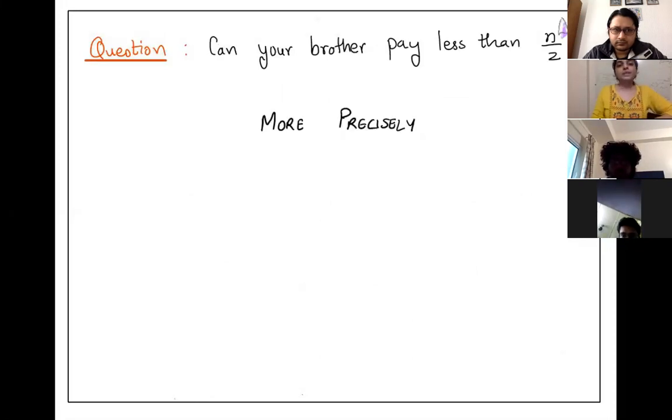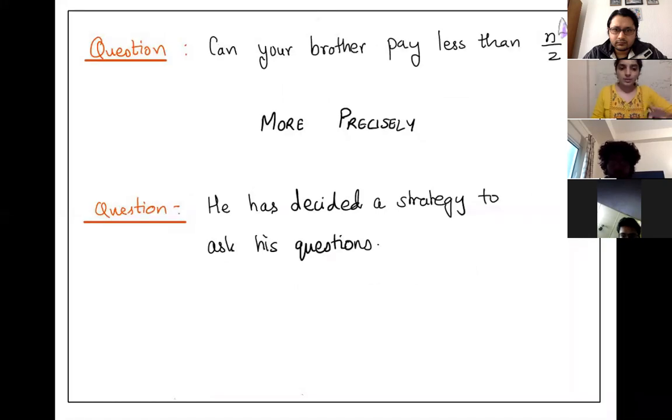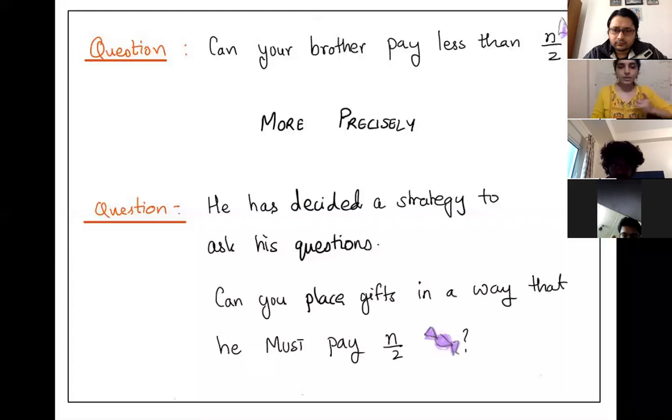I should be slightly more precise here. Suppose he has already decided a strategy and written it down on a piece of paper. You know the strategy that he plans to deploy. Like in the previous example, we told what the strategy is going to be: either we'll open one by one, or we'll deploy binary search, whatever it is. Similarly, he's also told you the strategy. He's told you the ordering in which he plans to open the gifts. He has decided a strategy to ask his questions. The question is now, can you place the gifts in a way that he must pay at least n/2 chocolates to you? Fair enough?